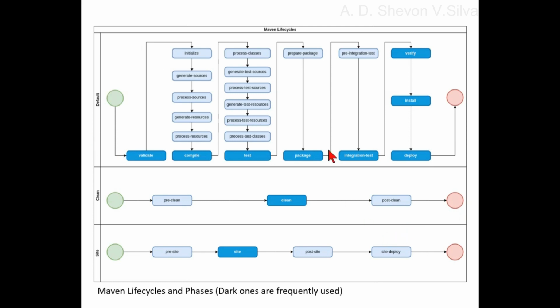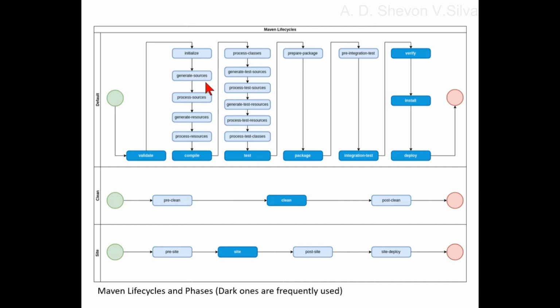Here you can see the default lifecycle. Validate: the project is correct and all necessary information is available. Initialize: initialize build state, for example, set properties or create directories.